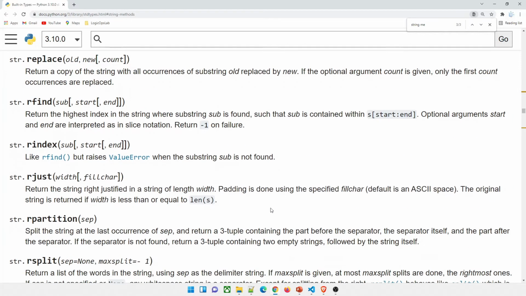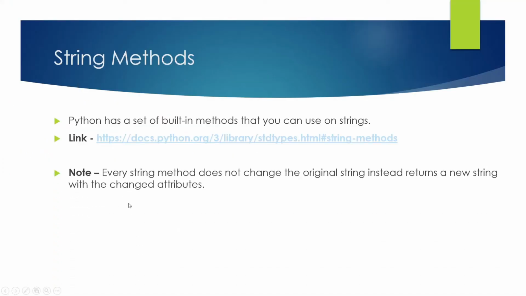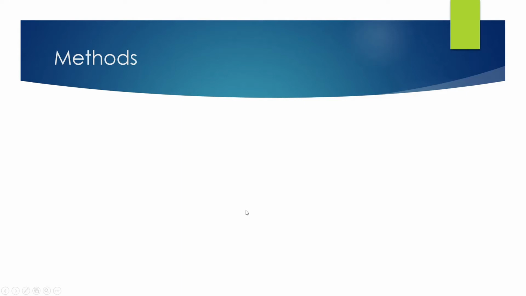Anyway, let's go back to our presentation. So we'll just alt-tab over here. Perfect. Now note, every string method does not change the original string, instead it returns a new string with changed attributes. So if there is an original string, it does not change it. It will return a new one with changed attributes. Perfect. Now let us dive right into the string methods.